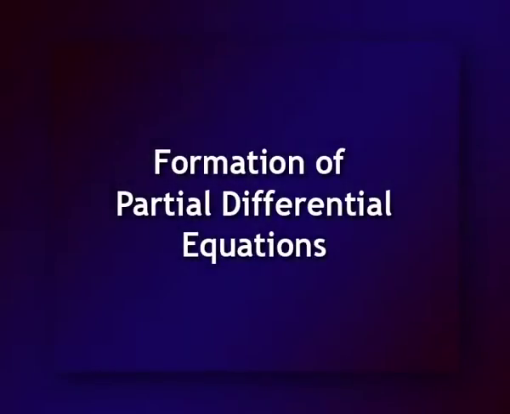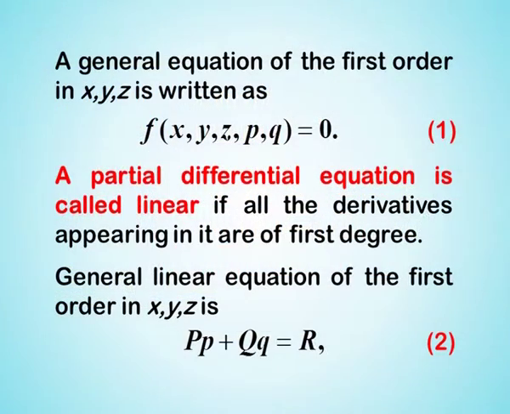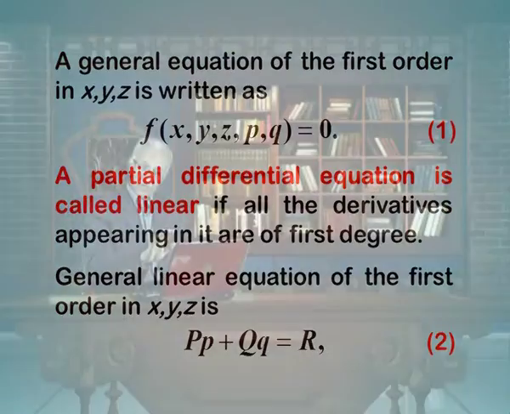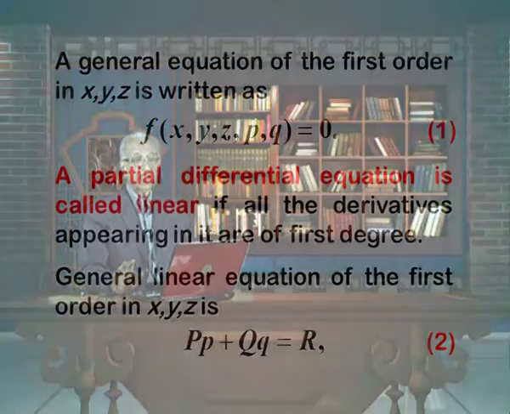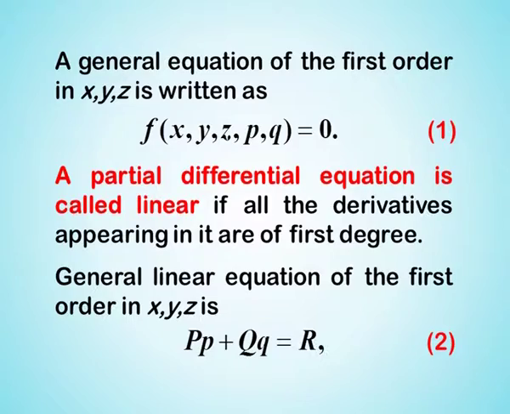If there is another variable, x, y, z, w, then the whole sentence can be replaced by the other phrases. A general equation of the first order in x, y, z is written as this. It shows equation 1, that a function of x, y, z, p and q, with p and q being dz/dx and dz/dy, equated to 0, is called a partial differential equation.